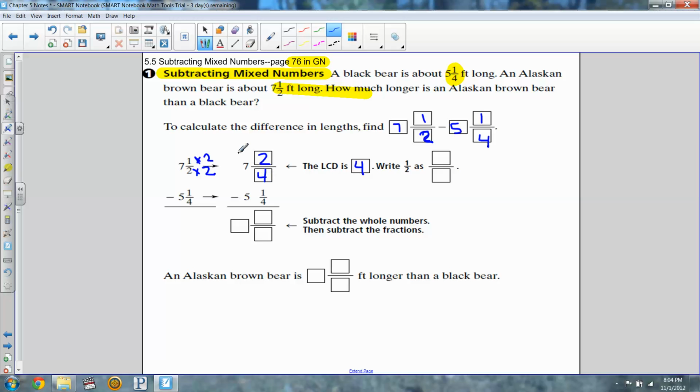Notice that I rewrote my 7 over here. And since 4 was my common denominator, I didn't have to do anything to 5 1/4. Now I just simply subtract my fractions, so that's going to end up being 1/4, and 7 minus 5 is 2. So my final answer is the Alaskan brown bear is 2 1/4 feet longer than the black bear. Alright, so that's just subtracting a mixed number.